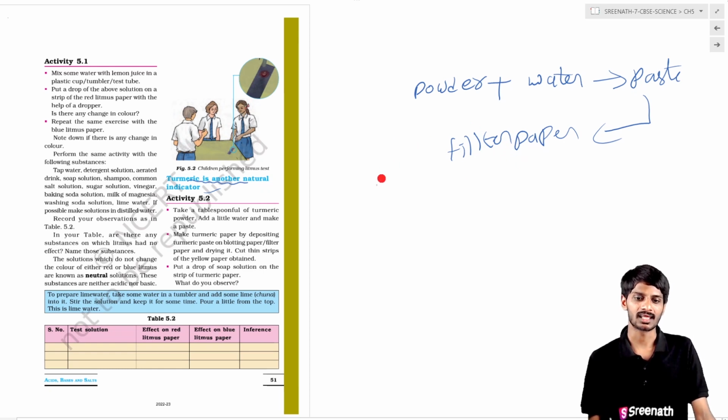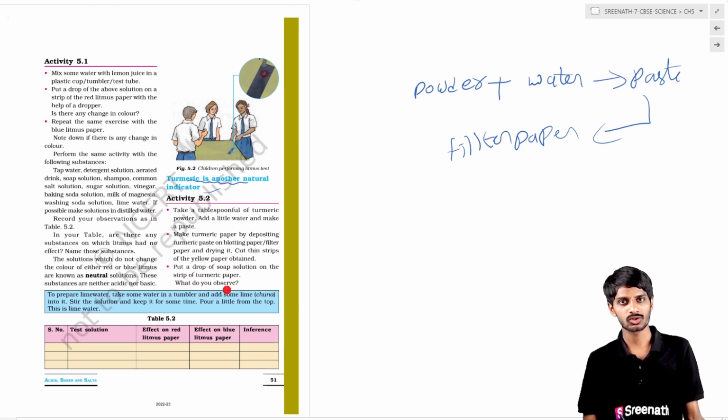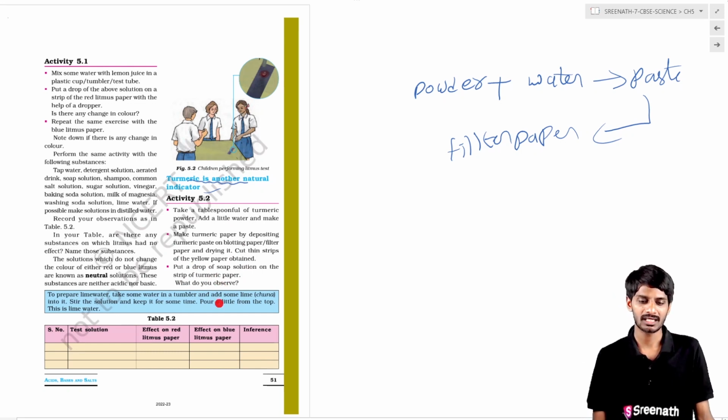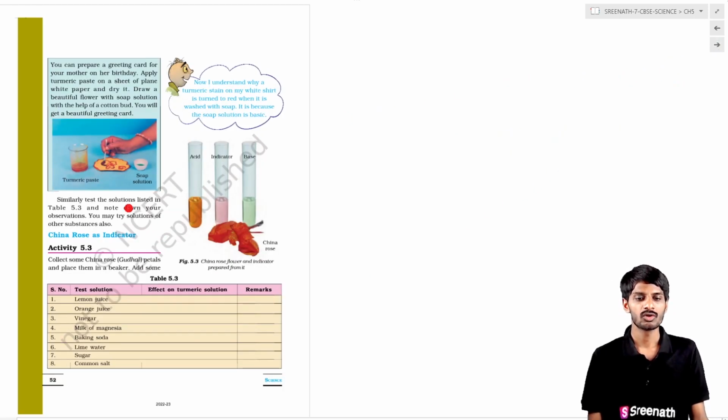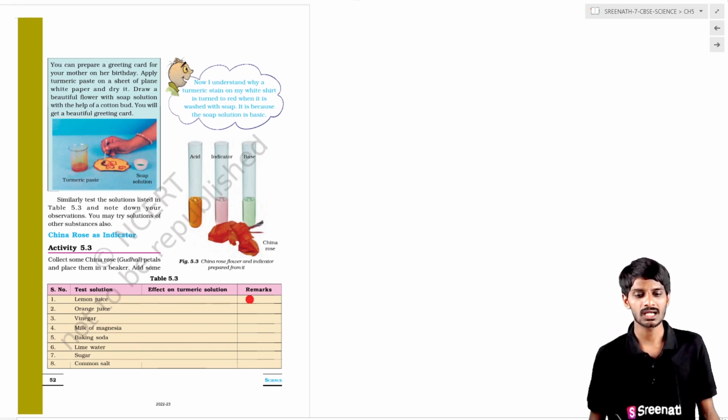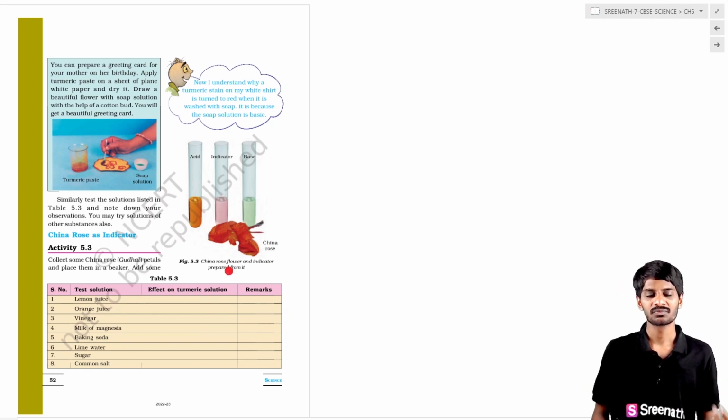This is our natural indicator. Now put a drop of soap solution on the strip of turmeric paper. Then observe what happened. Do this experiment and you can find out what it tells. Similarly, test the solutions listed in table 5.3 and note down your observations. You may try solutions of other substances too. Pour lemon juice, orange juice and vinegar solution on the turmeric paper, and write your observations in the table. That is about the turmeric indicator.